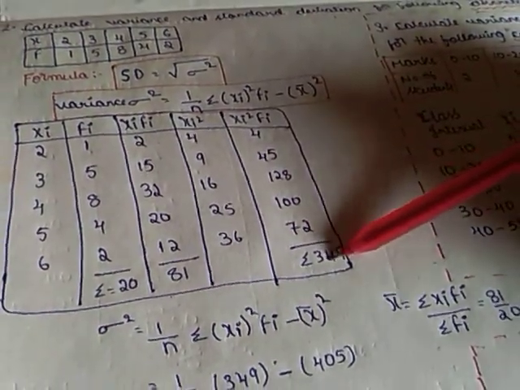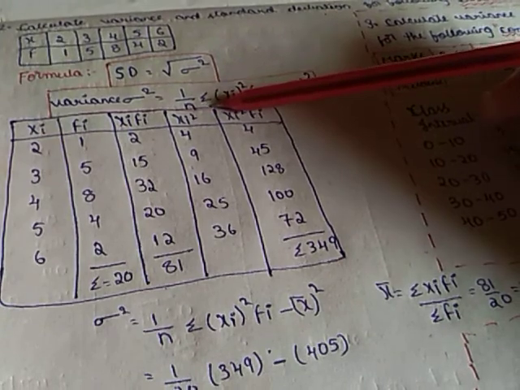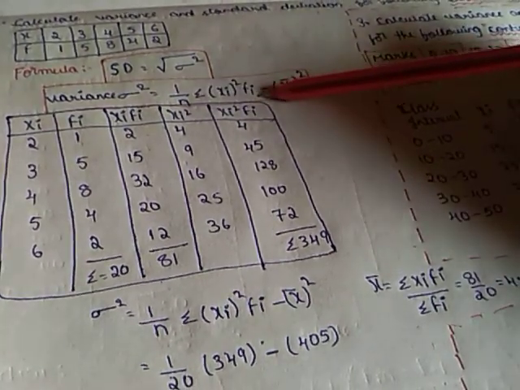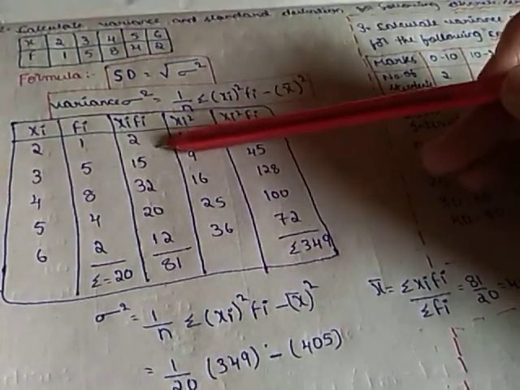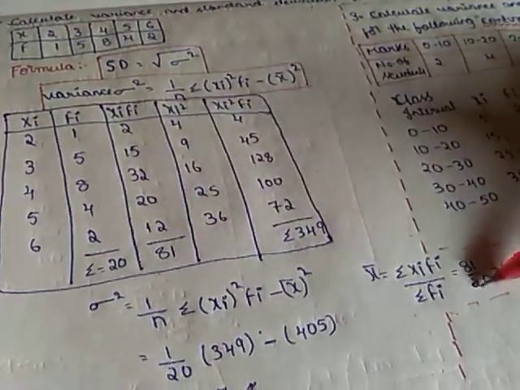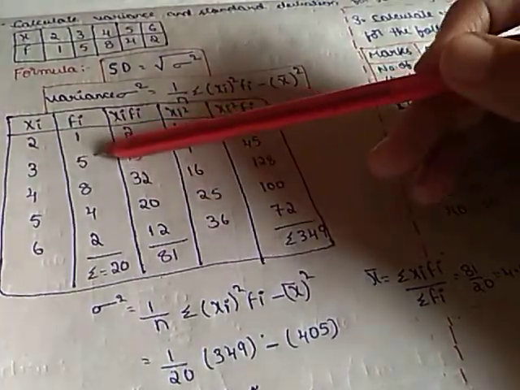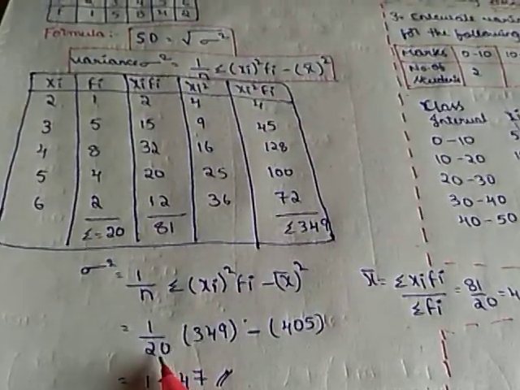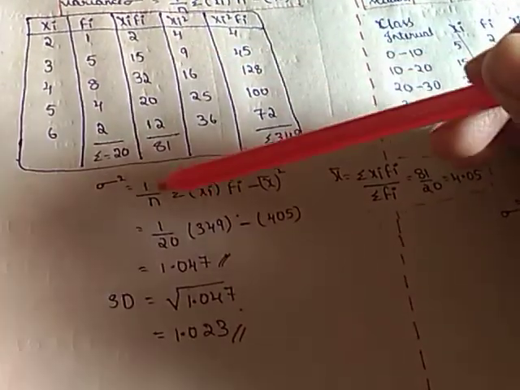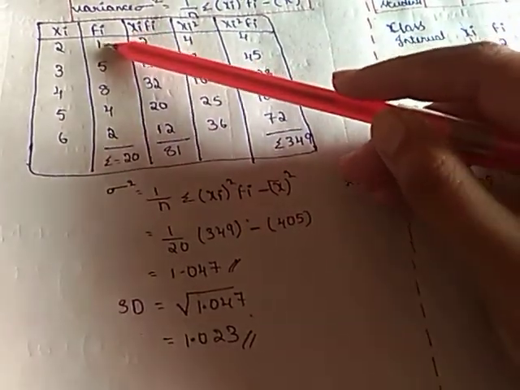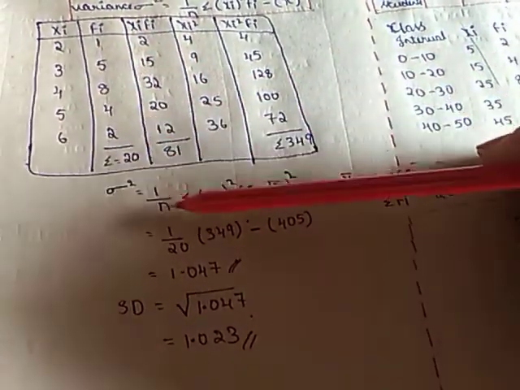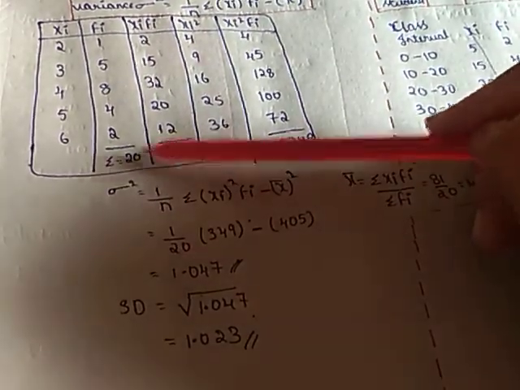After that you have to do the summation, because in the formula it is mentioned summation of xi square fi. So take the summation of that, and also find the summation of xi fi for calculating the mean, and then summation of fi is also for calculating the mean. Now you will substitute in the formula. For n we got 20, because summation of fi is the value of n. So here it is 20.